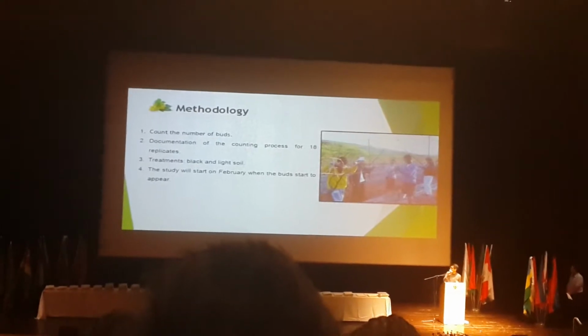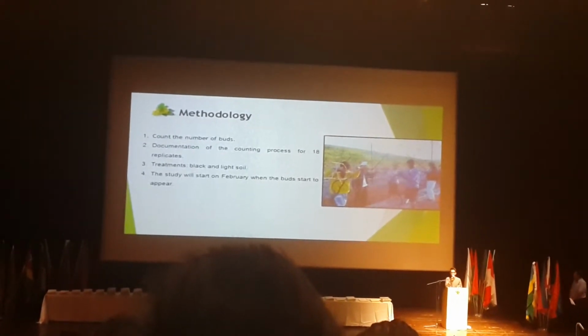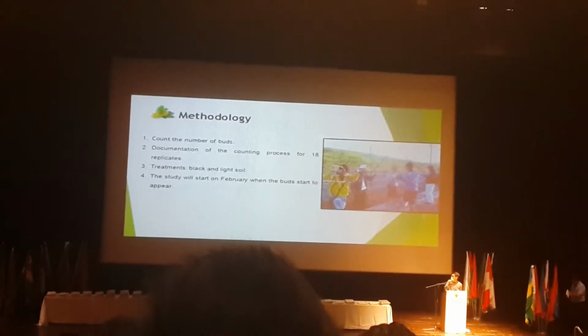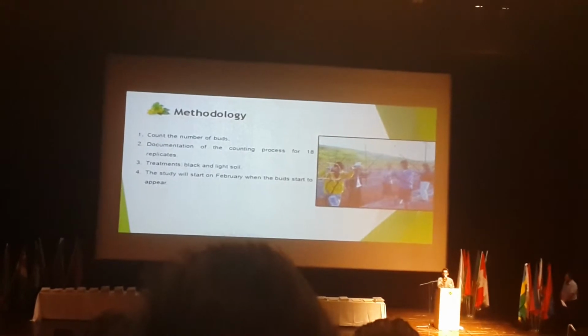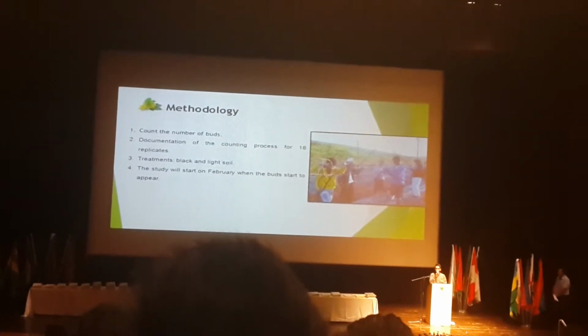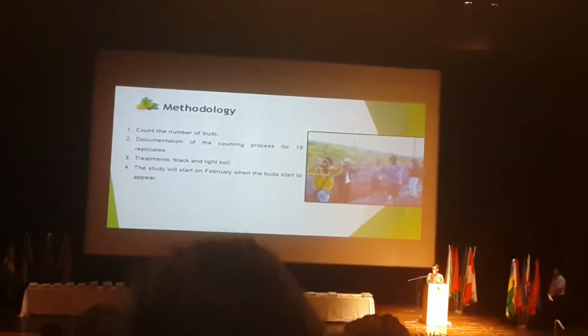The next is the treatment, the black and light soil. We have two different treatments here, the black and light soil. Then the fourth one is that the study will start in February when the buds start to appear. In grapes, the buds start appearing in February until April. So we conducted this study in February this year.